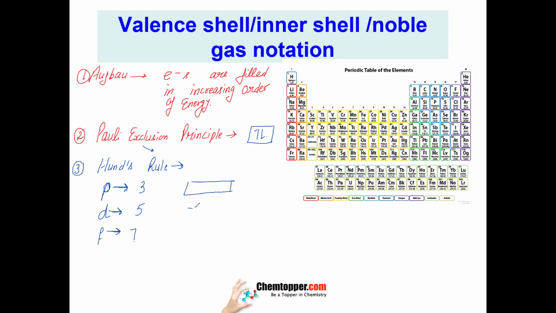Now we can discuss Hund's rule. When the electrons are filled, they will be filled singly first in degenerate orbitals. So first they are going to get filled singly, and then pairing starts.